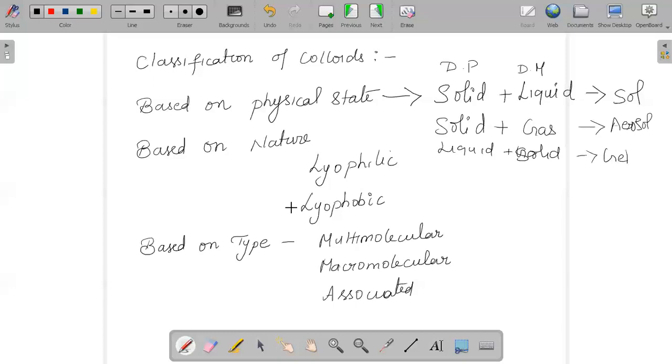And of course, they are also called reversible sols, as in these sol colloids, when the dispersed phase is separated from the dispersion medium, the sol can be formed again by just mixing the dispersed phase and the medium. So it is a reversible one.